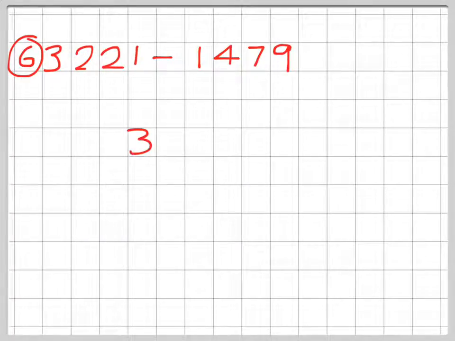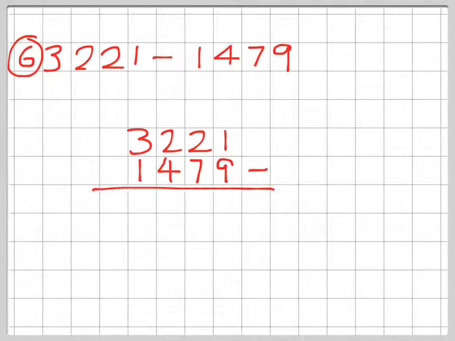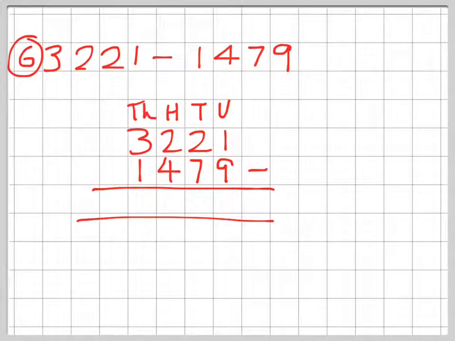The next one's a subtraction sum. Here we go, 3221 take away 1479. We are going to need some exchanging here. So, units, tens, hundreds, thousands. For this I will change colour of pen to make it easier so you can see what I'm doing. I'll just select green.